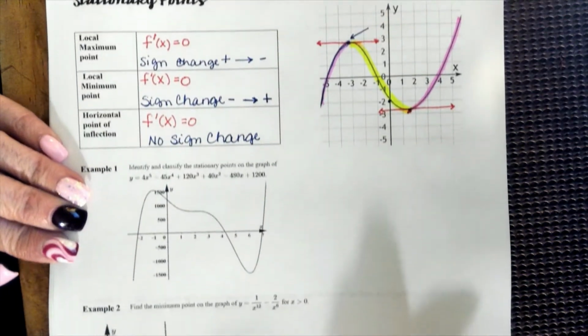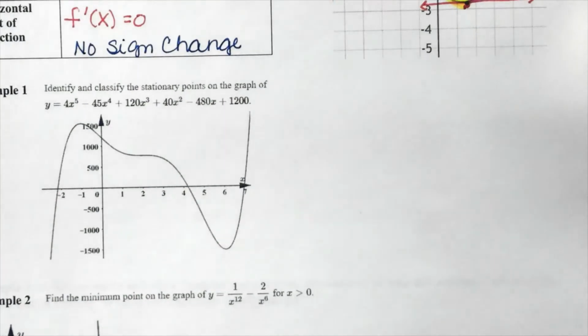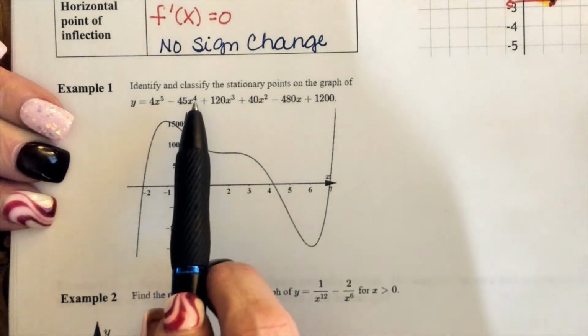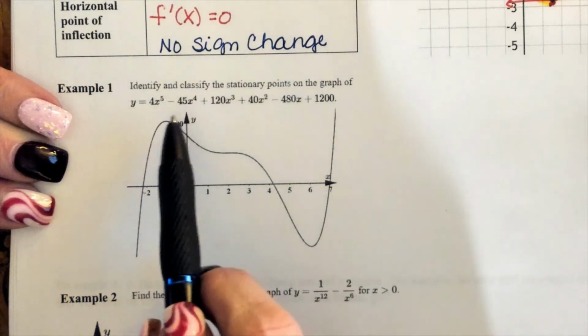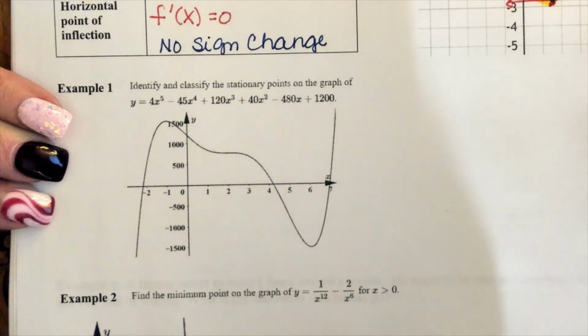Okay, so here's what I want to do. I'm going to zoom in a little bit because I can't see that very well. Oh, that's better. Okay, identify and classify the stationary points on the graph. And there's my function, and here is my graph. How am I going to do that?